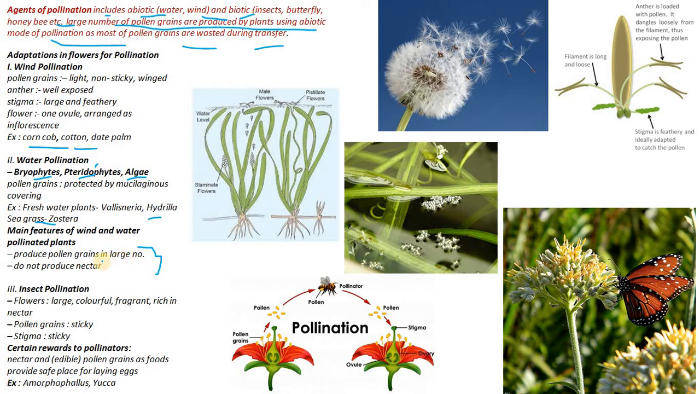The main features of wind and water pollinated plants are that they produce a large number of pollen grains, as most of them get wasted, and they do not produce nectar. In the case of insect pollination, they produce nectar, as you know, and the flowers are large, colorful, fragrant and rich in nectar. The pollen grains and stigma are sticky, so that they can stick to the legs or feet of the insect and be easily transferred. Certain rewards are given to the pollinators: nectar and edible pollen grains as food, and a safe place for laying eggs, as in Amorphophallus and Yucca.